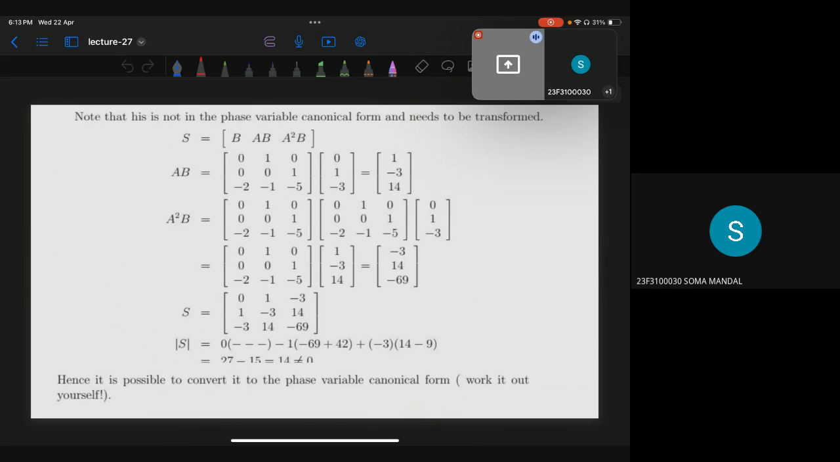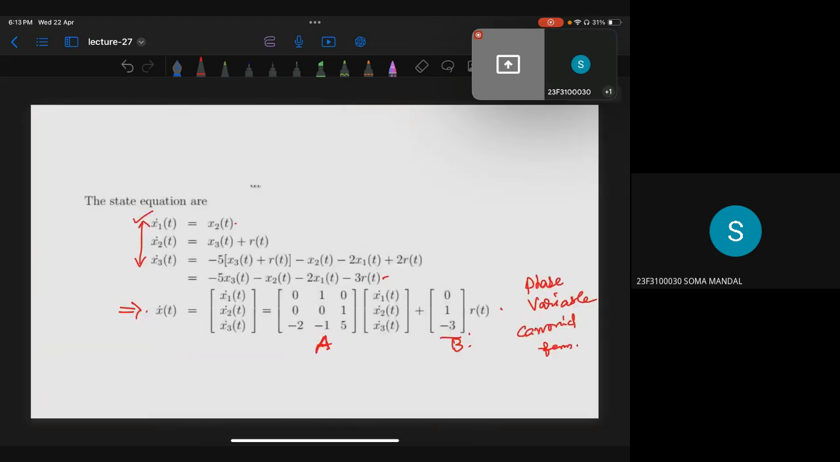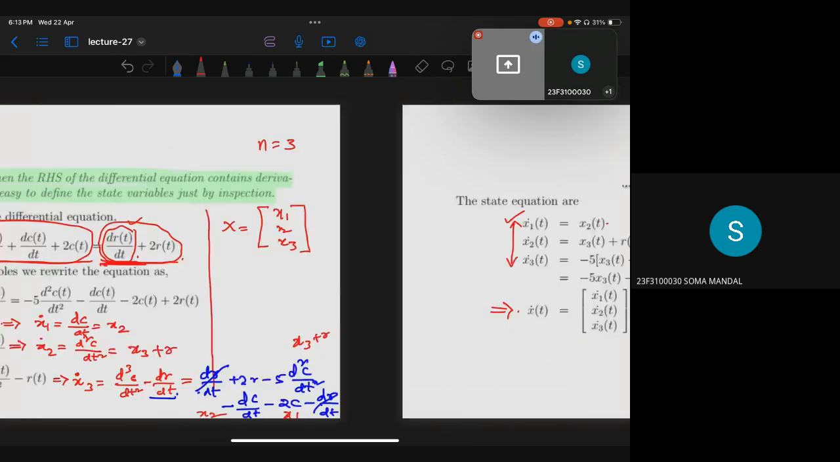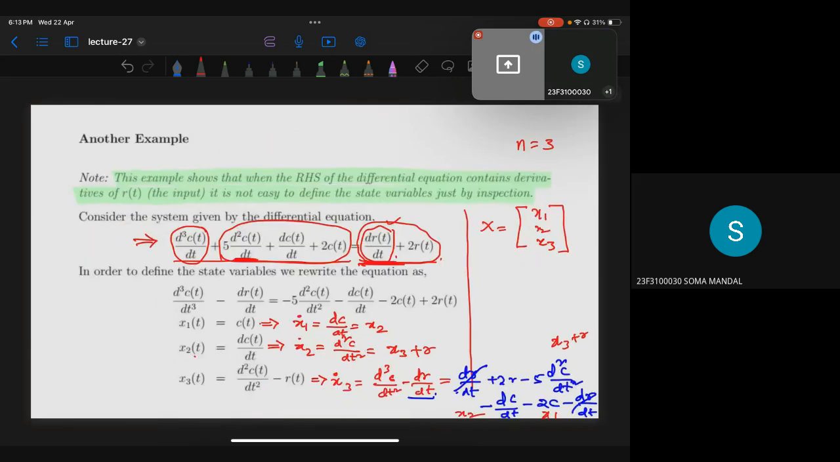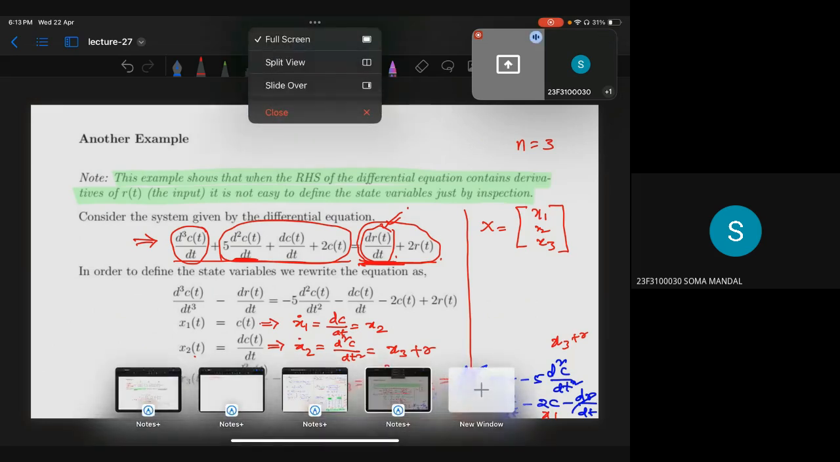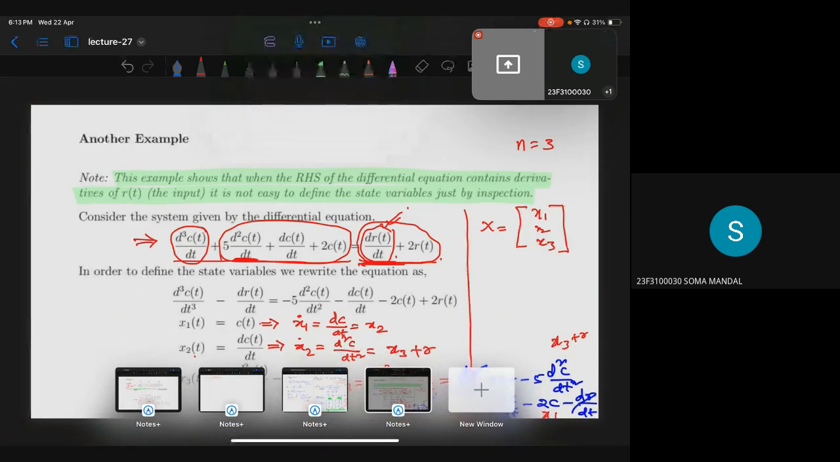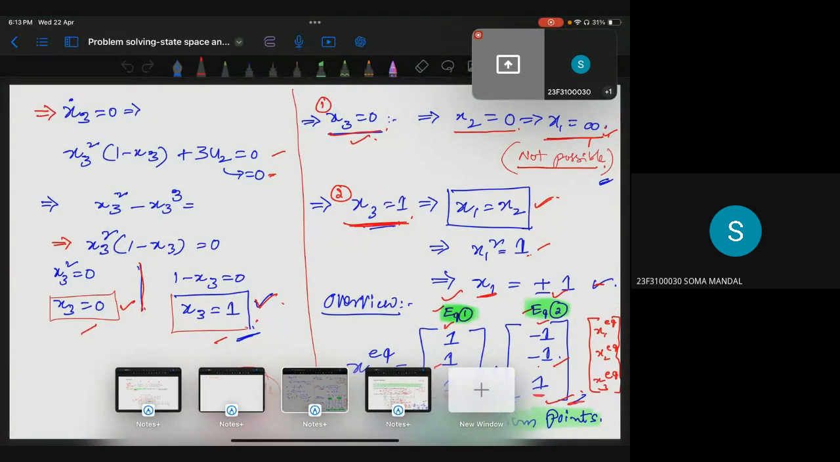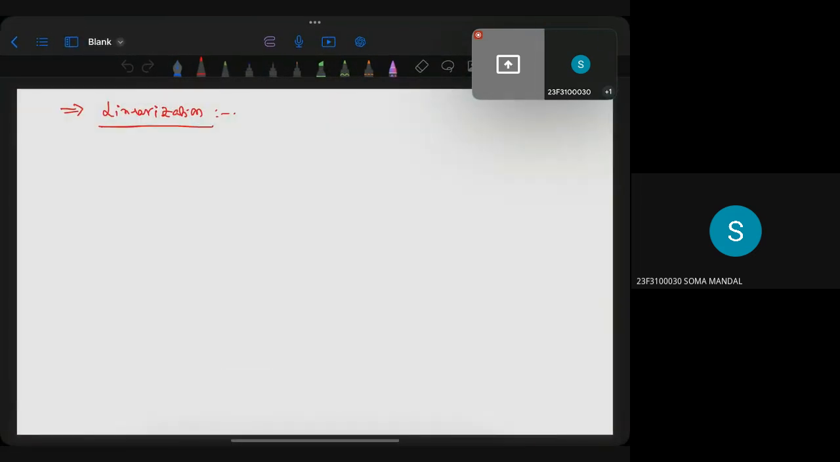So that is how we can do it. Sarah has already explained this in the video, but this is a special example where derivatives are included. If you solve more examples, you'll understand much better. So this is the basic intention of state space.